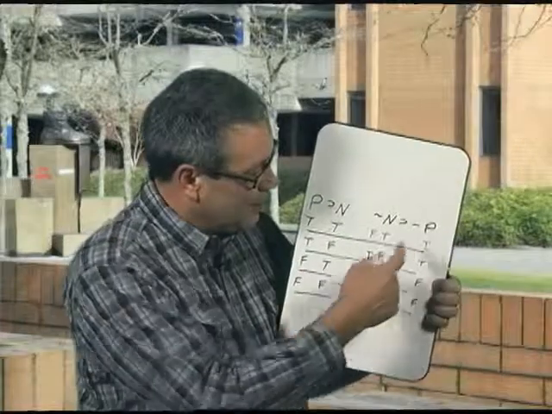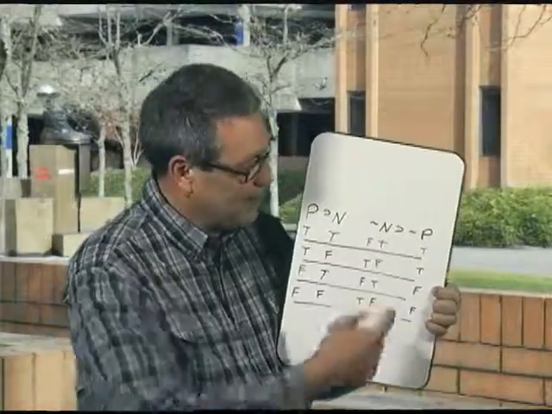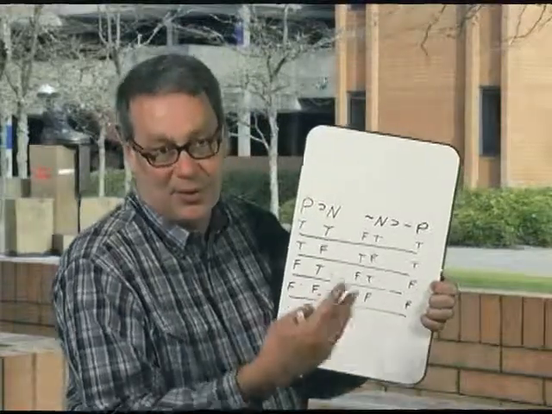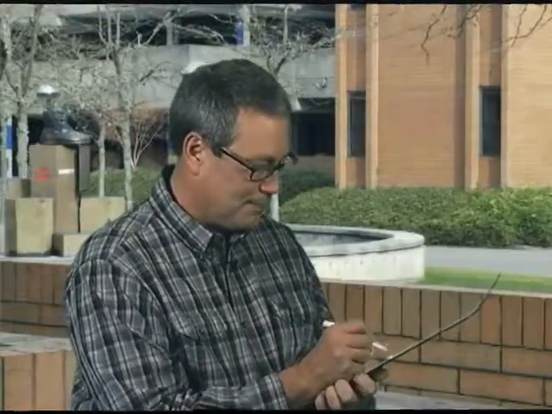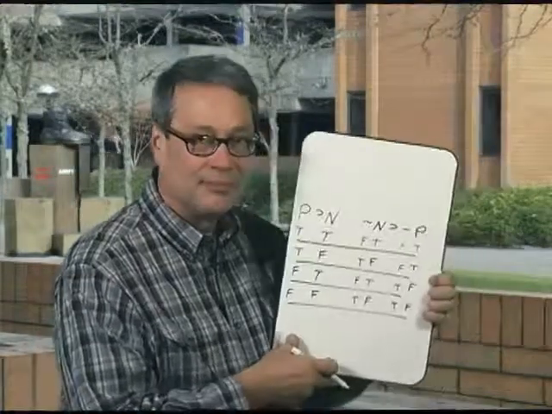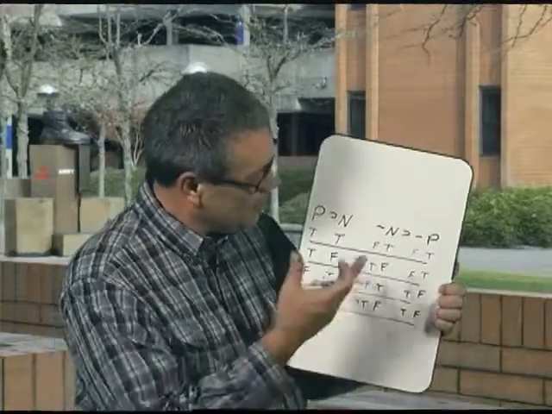Okay. And we'll do the same thing with that tilde. If the P column is true, true, false, false, the tilde just negates it. We'll make it false, false, true, true. Okay, and we got all the tildes done.